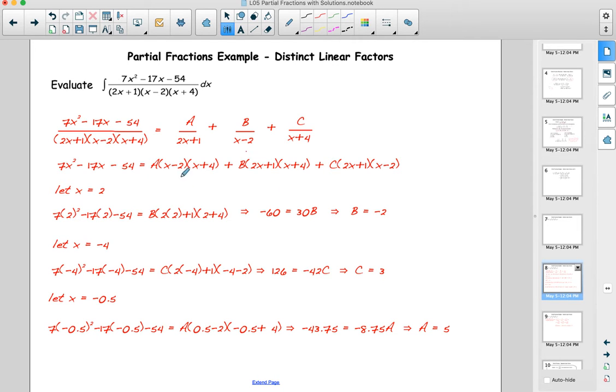And now generally, I just start with the factors sort of one at a time. If I allow x to be 2, this would disappear, and this would disappear. So the A component of this and the C component are going to go when x is 2. So plugging in a 2, I've got 7 times 2 squared minus 17 times 2 minus 54. The B will stay. The A goes. I'm going to get (2 times 2 plus 1) times (2 plus 4). And of course I mentioned the C would go. All of this here becomes negative 60. This becomes 5 times 6, which is 30B. And dividing, we get B is equal to negative 2.